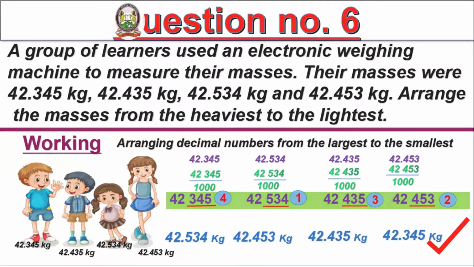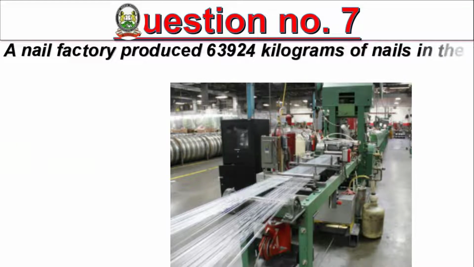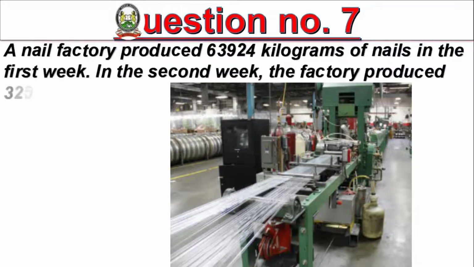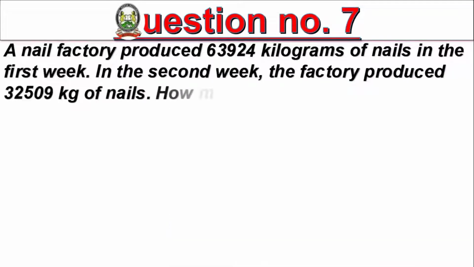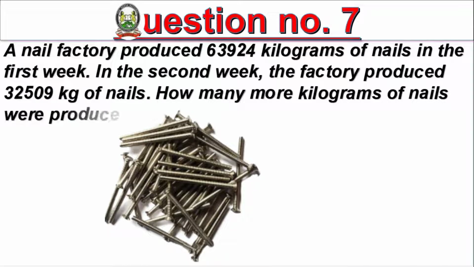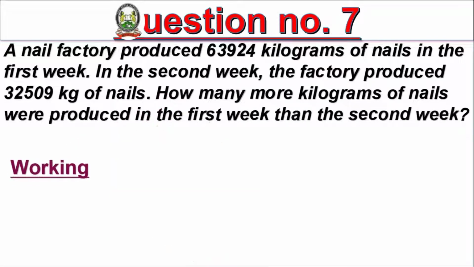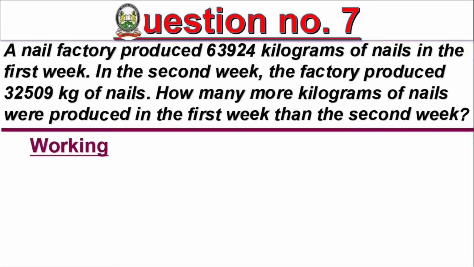Next is question number 7. Question number 7 says, a nail factory produced 63,924 kilograms of nails in the first week. In the second week, the factory produced 32,509 kilograms of nails. How many more kilograms of nails were produced in the first week than the second week? How many more? So how many more means you compare.